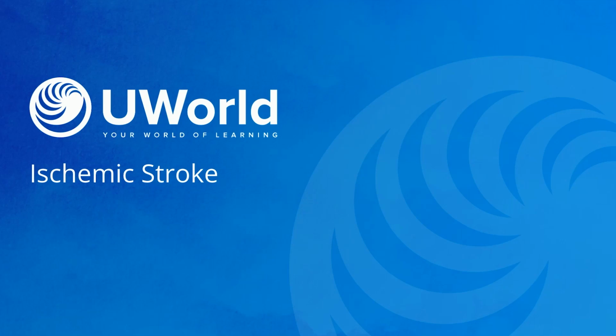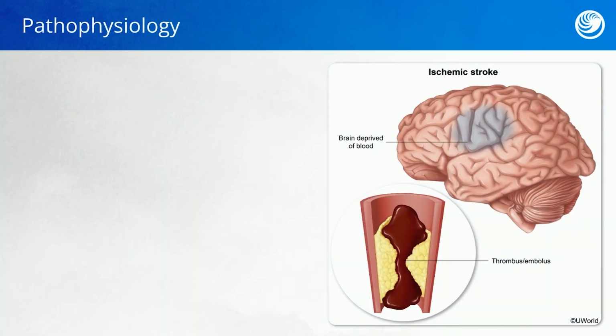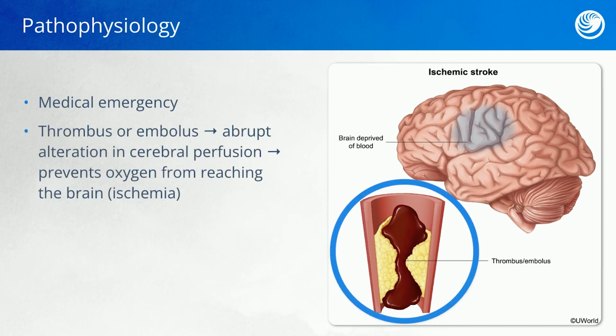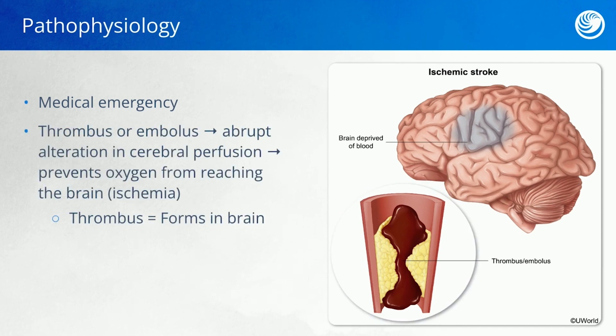This lesson is on ischemic stroke. Let's talk about the pathophysiology of an ischemic stroke, which is a medical emergency. Now, this can be due to a thrombus or an embolism. A thrombus is going to form in the cerebral artery. An embolus is going to move from a different part of the body, usually the heart. Either way, you're going to have that abrupt alteration in perfusion. We're not going to be delivering oxygenated blood.